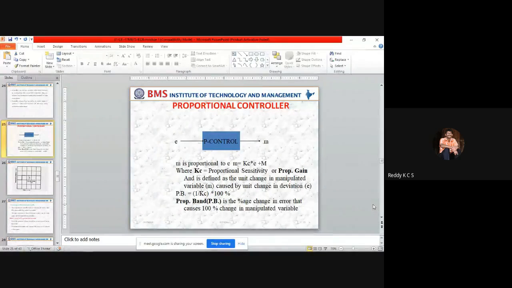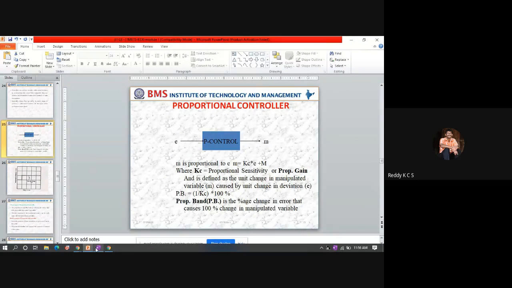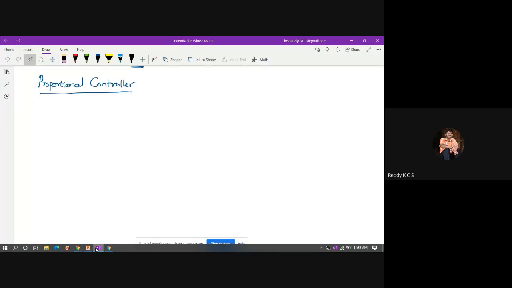Today we discuss proportional controllers. In the last class we discussed the different types of controllers and a bit of the proportional controller. Generally, the proportional controller, as we said, can be defined as follows: the error which is produced is proportional to the manipulated signal.